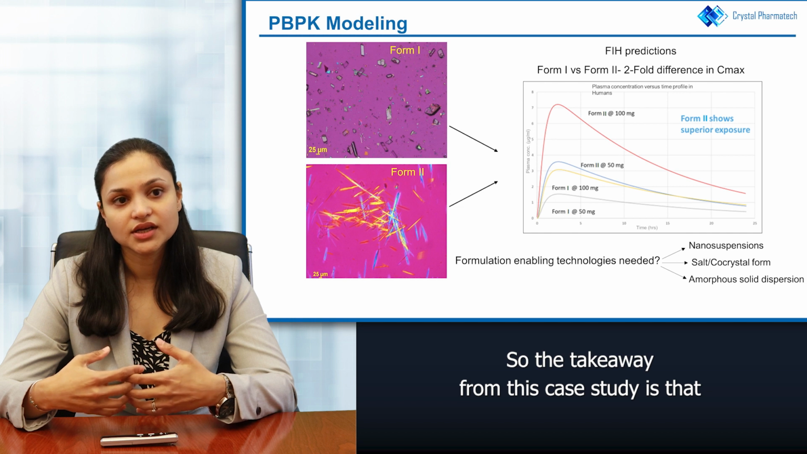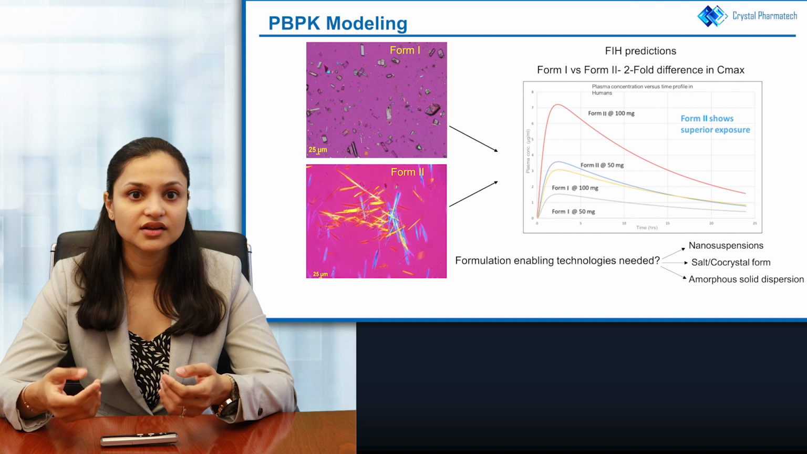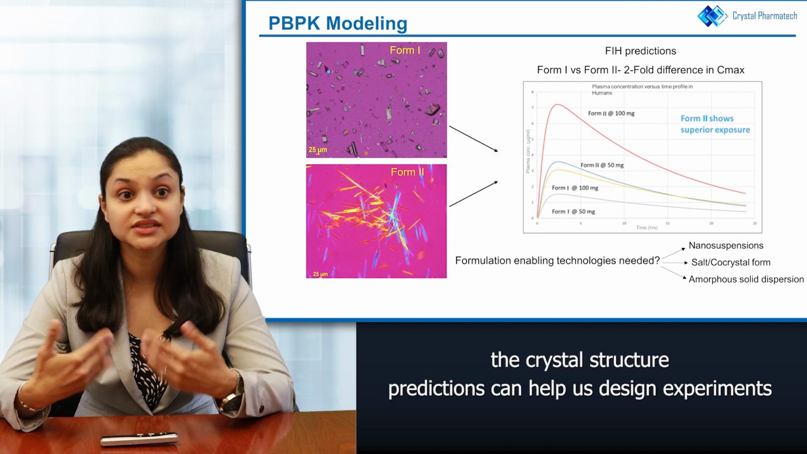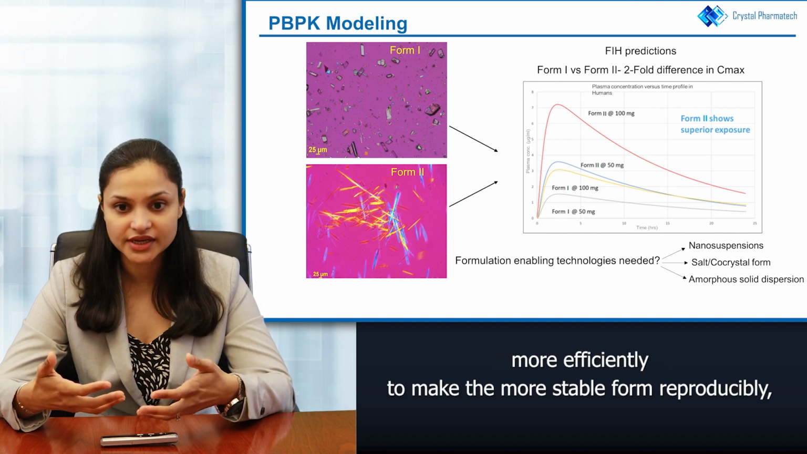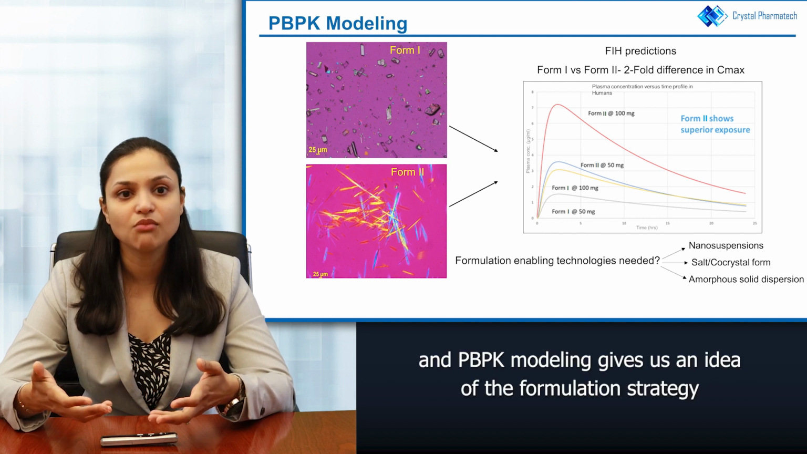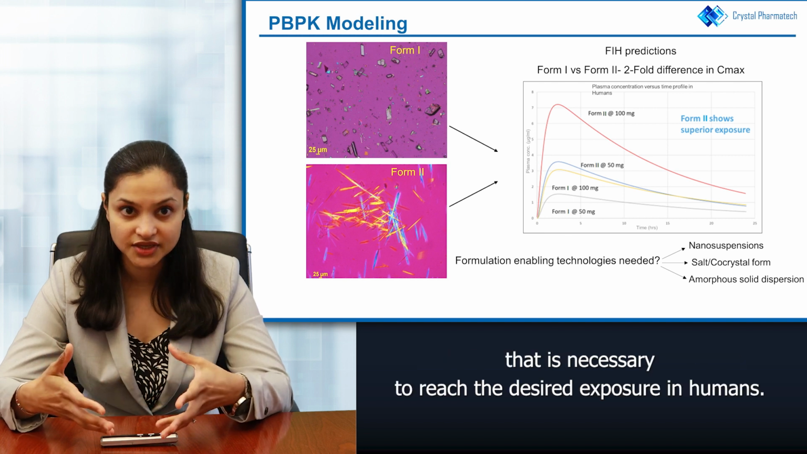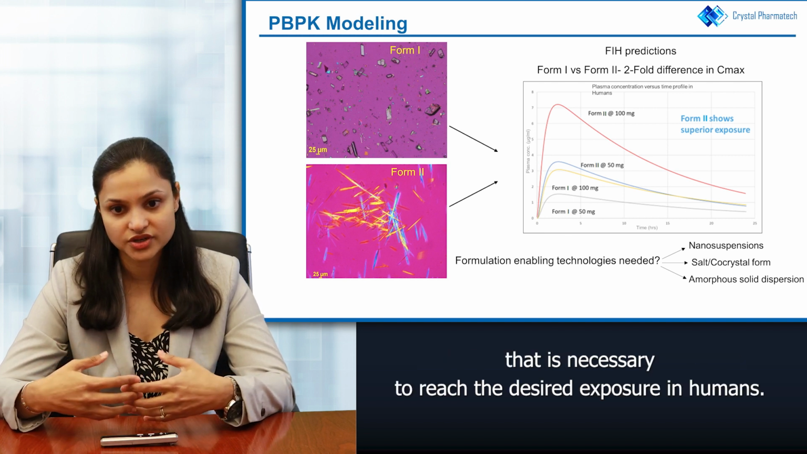So the takeaway from this case study is that the crystal structure predictions can help us design experiments more efficiently to make the most stable form reproducibly, and PBPK modeling gives us an idea of the formulation strategy that is necessary to reach the desired exposure in humans.